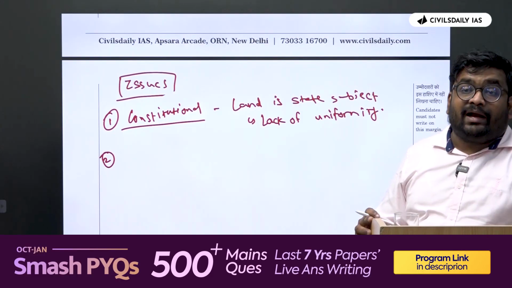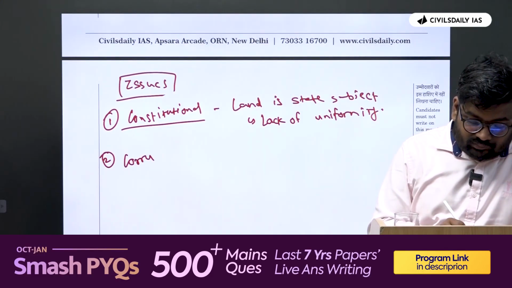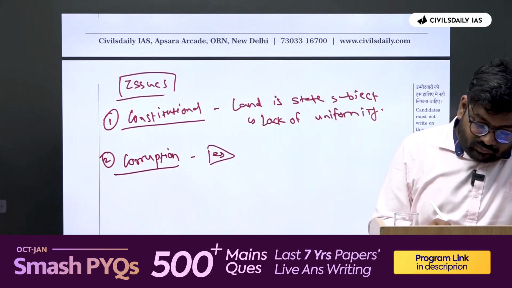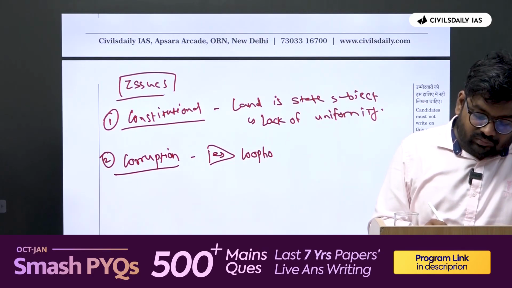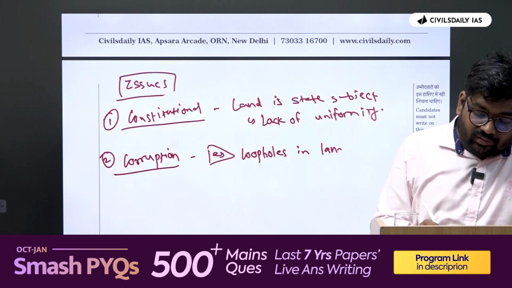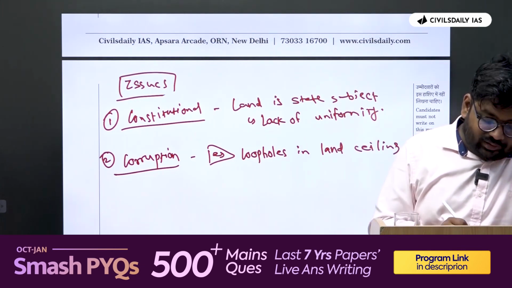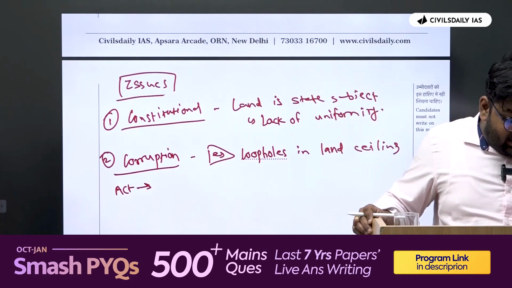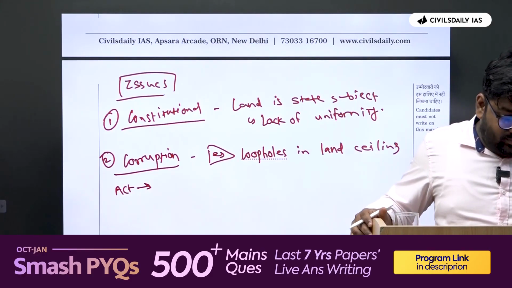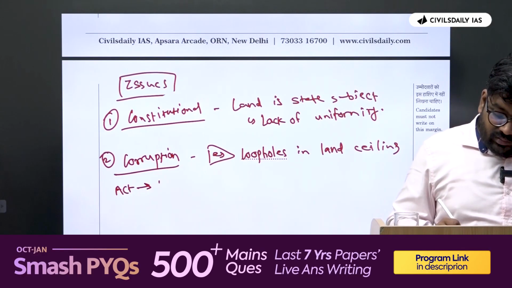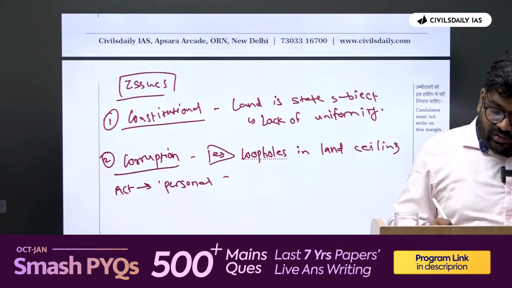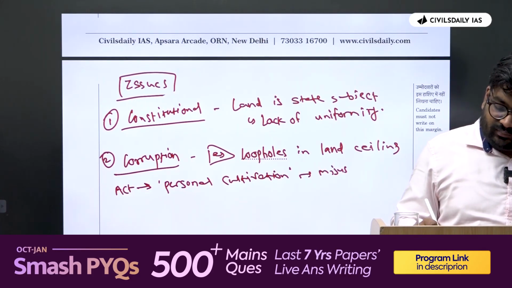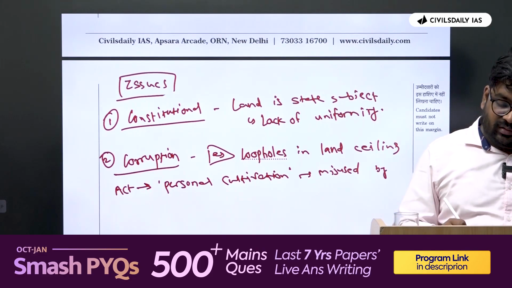Technological, nothing will come in this. Administrative, it will be the corruption. Example, loopholes in the land ceiling act misused by bureaucrats and the big landholders. Okay? Example, the personal cultivation exemption misused by landlords and bureaucrats.